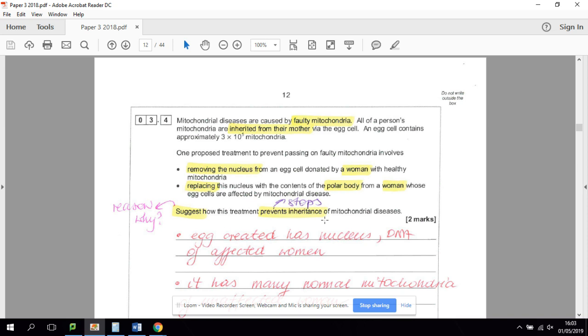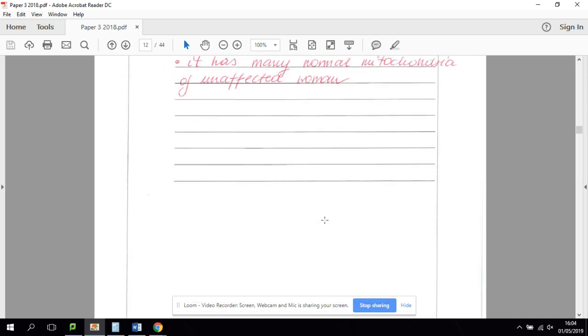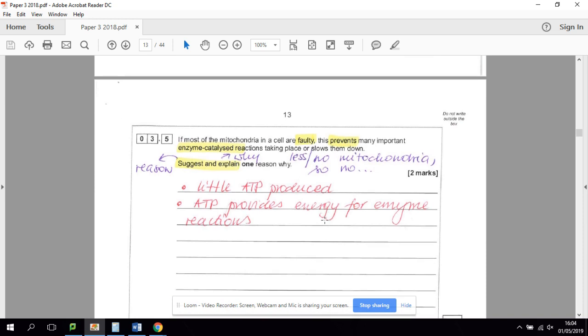So suggest again, give the reason. Look at the statement, how this treatment prevents, in other words stops, inheritance of mitochondrial disease. So the reason why, for example: the egg created has the nucleus and DNA of the affected woman, and then it has many normal mitochondria of the unaffected woman. So that's a logical explanation of how we can prevent, so stop, passing on this genetic information to the next generations. So we're looking at the last part of question 3.